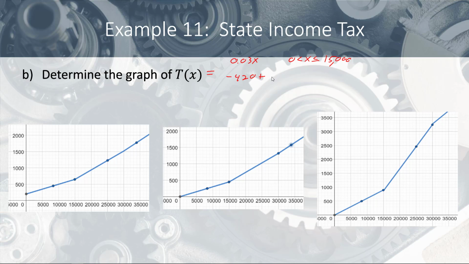plus 0.058x when x is strictly greater than 15,000 and then less than or equal to 30,000. And then finally, it's going to be equal to negative 645 plus 0.0655x when x is strictly greater than 30,000.